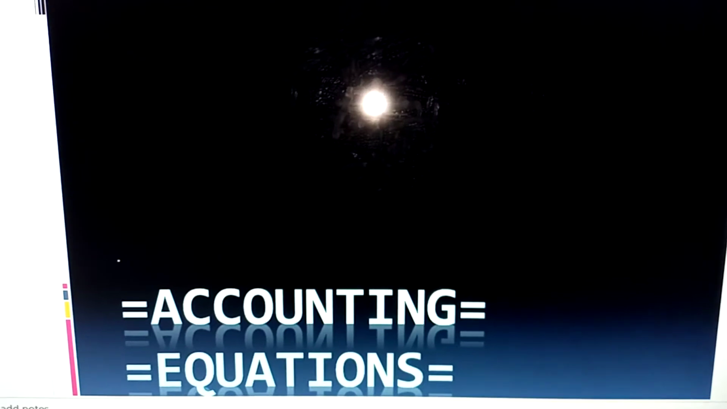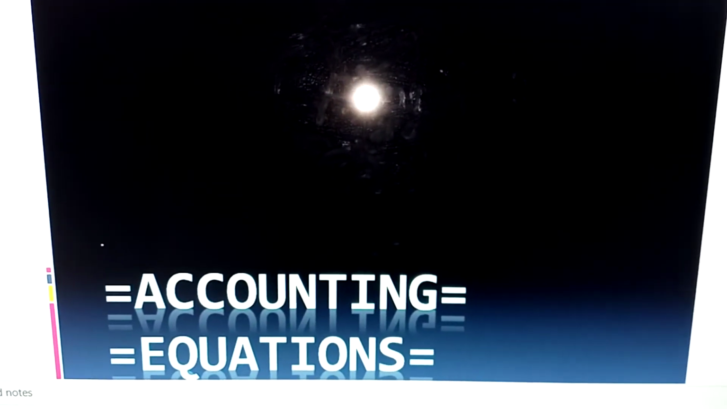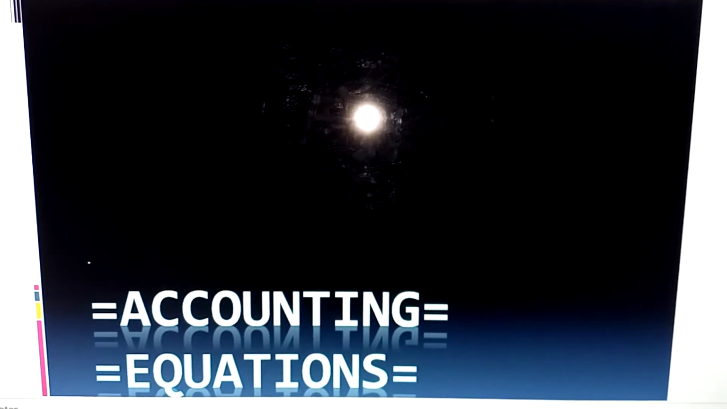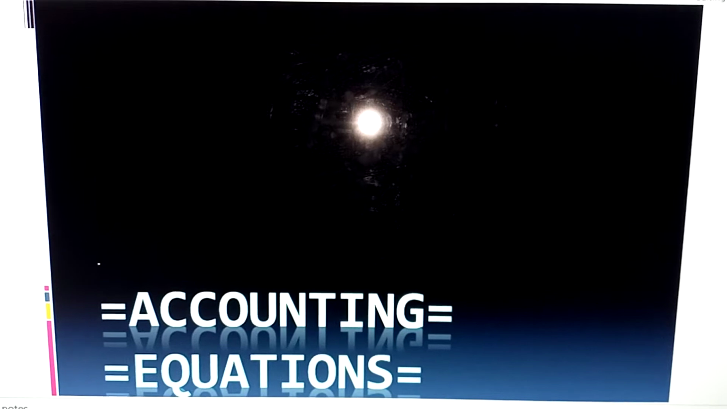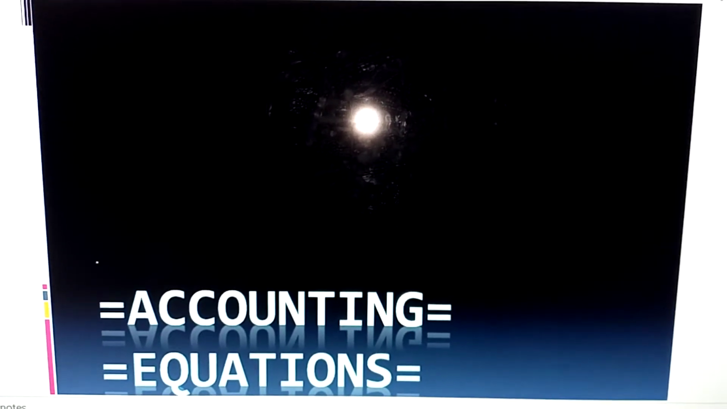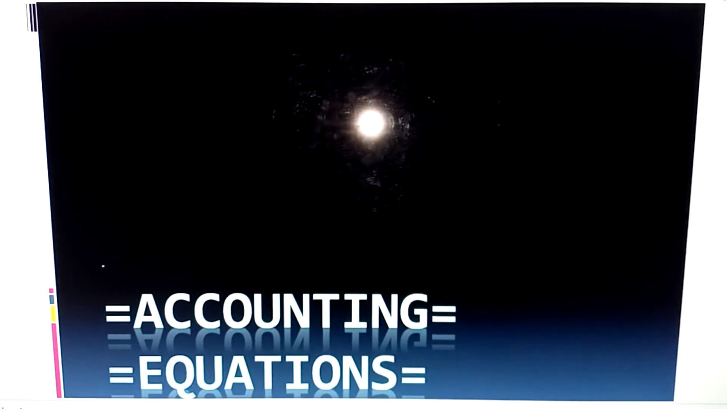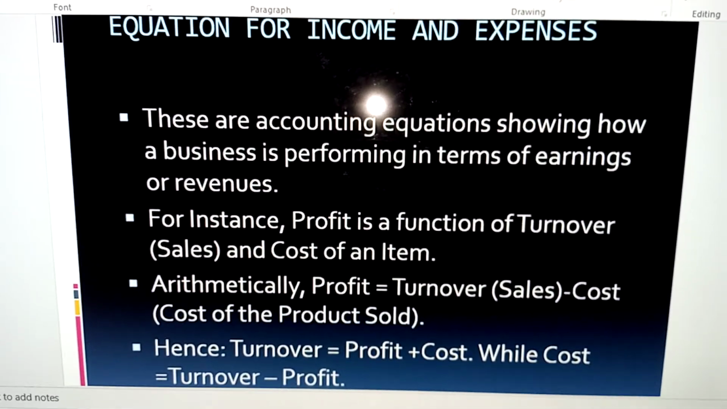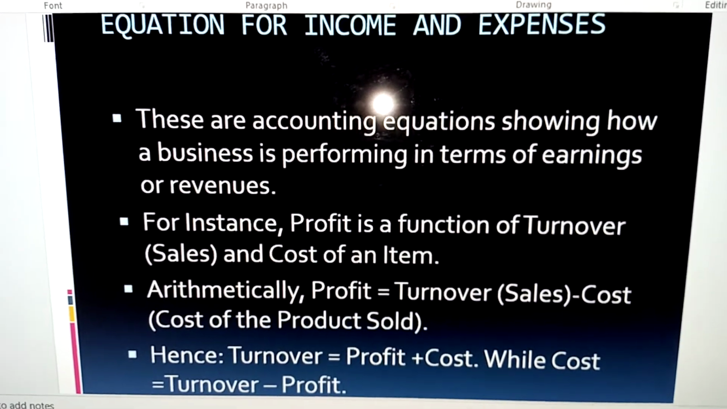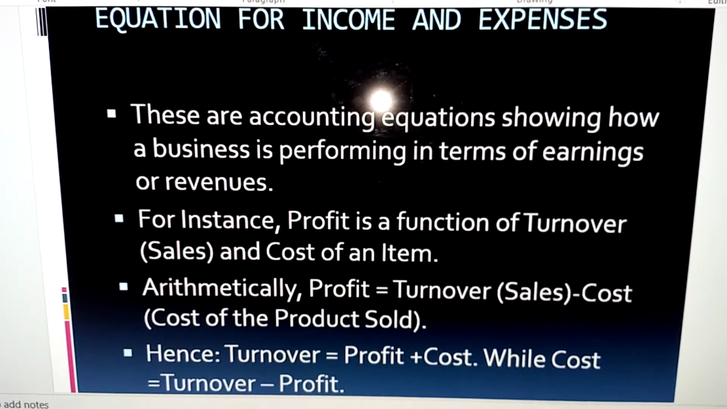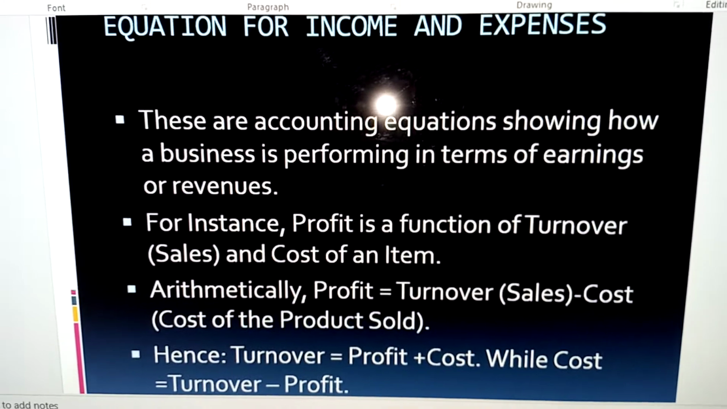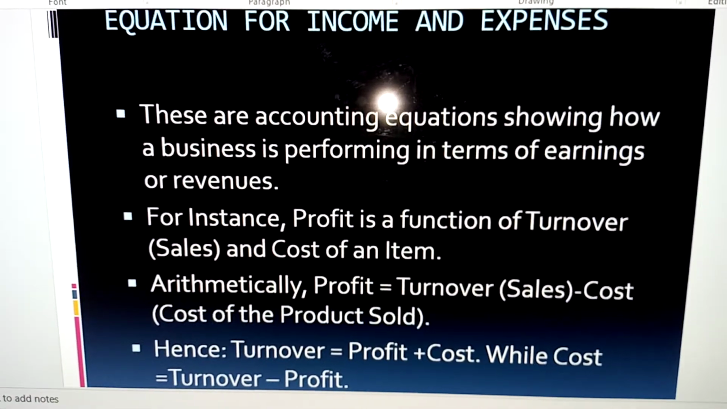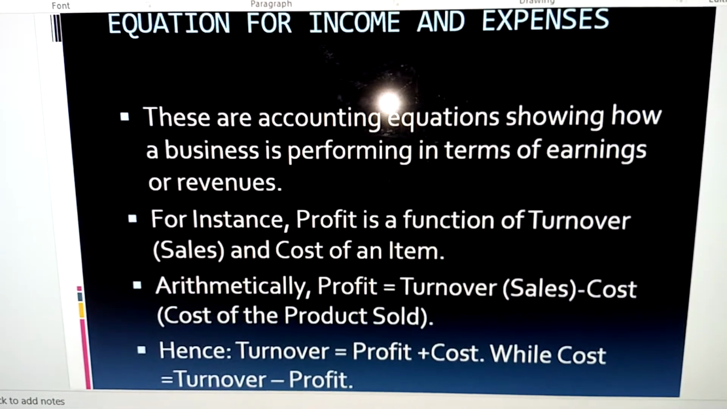equations. Accounting equations is a way of expressing the activities of a business or the position of a business in simple arithmetical words or expressions or languages. Now, looking at accounting equation for income and expenses. Accounting equations for income and expenses are equations showing how a business is performing in terms of earnings or revenue. For instance, profit is a function of turnover and the cost of an item.